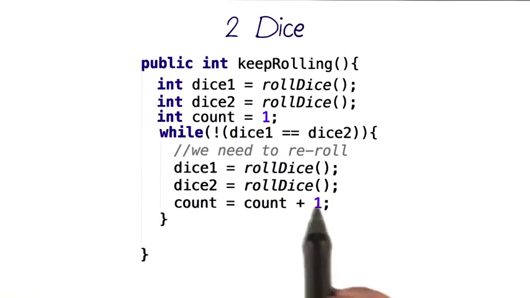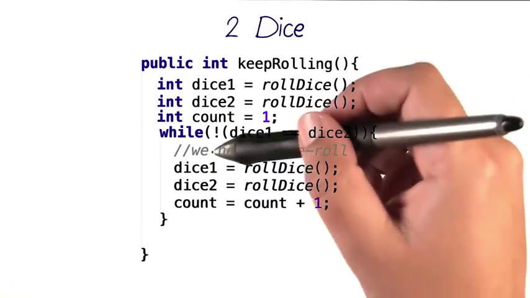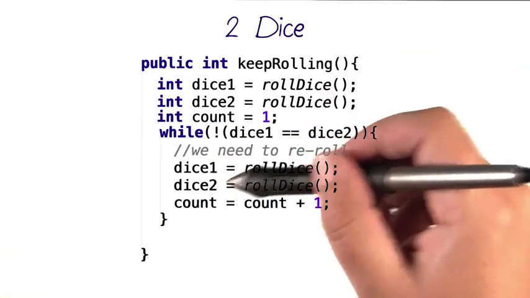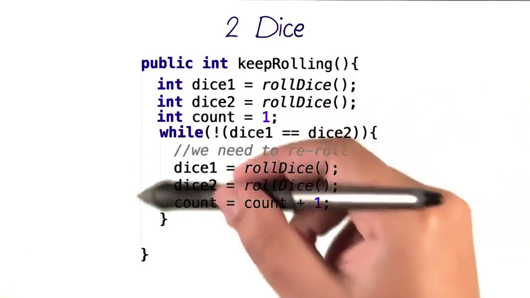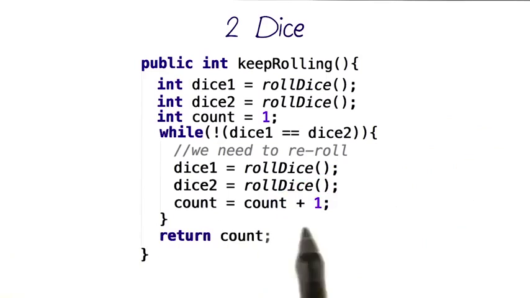Remember that we only add 1 here because those 2 calls simulate rolling those 2 dice just once. Eventually, at some point, those 2 rolls would return the same value, and dice1 would match dice2, and this while loop would end. At that point, we could safely return the number of counts that we've counted so far, which would indicate the number of rolls we needed to get that match. That looks pretty good. Let's trace that code with some examples and see if it works.